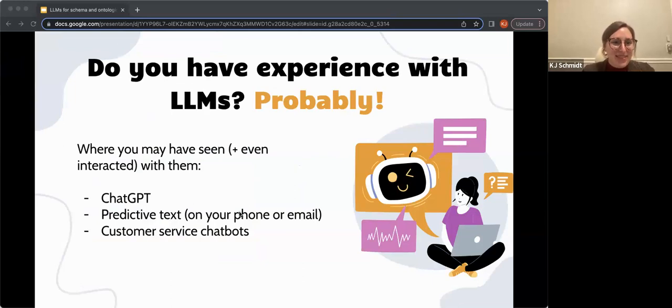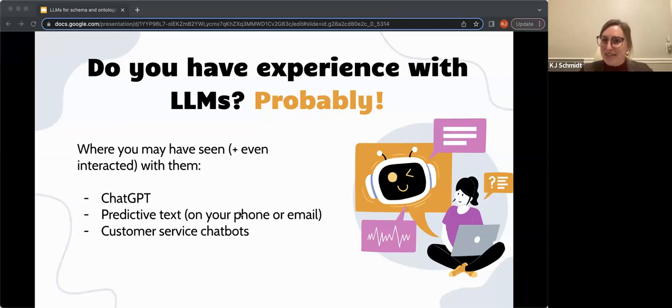You may have seen and even interacted with an LLM through ChatGPT. That's from OpenAI. I know it's gotten a lot of attention recently. You may have experienced it through predictive text. If you have an iPhone and you use iMessage, it suggests those three words at the bottom when you're texting. That's predictive text. Or in Gmail, when you go to reply to an email, a lot of times it'll have those automated responses at the bottom that somehow match the tone of what you were going to say anyway.